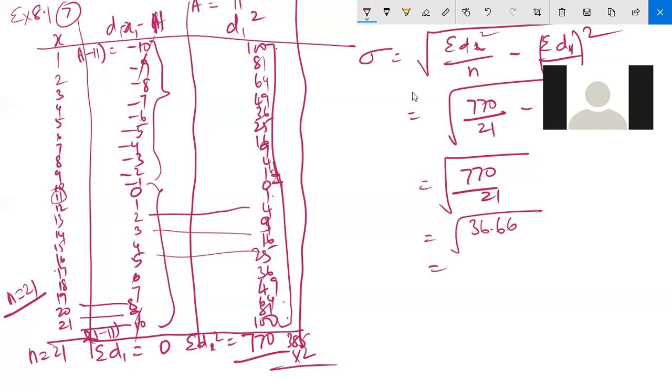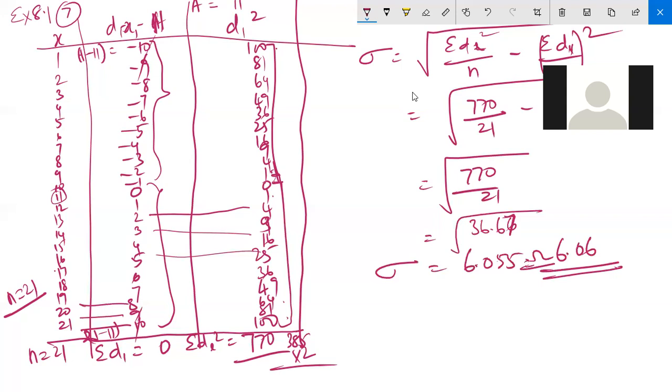Okay. Now you have to find the root of 36 point. Let us make it 36.67. Now we have to do the root of 36.67. Square root of 36.67 is equal to 6.055. That is 6.06. Okay, round it off to 6.06. So the standard deviation of the first 21 natural numbers is 6.06.